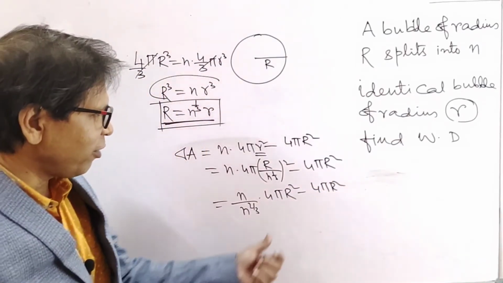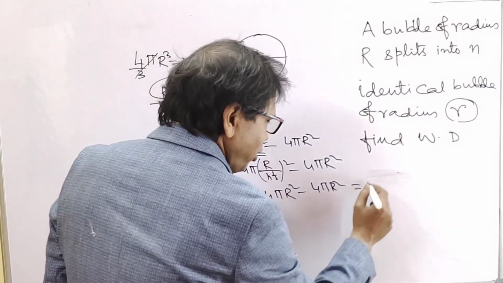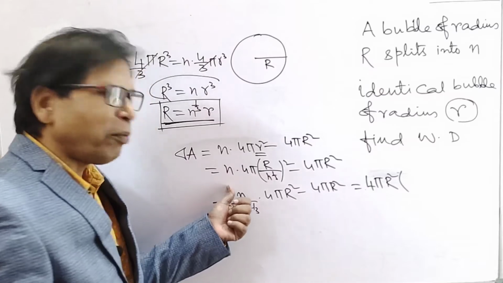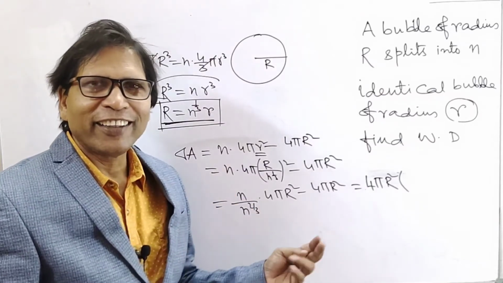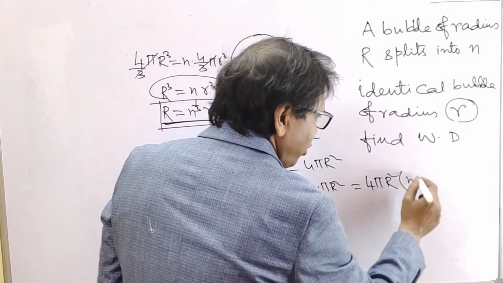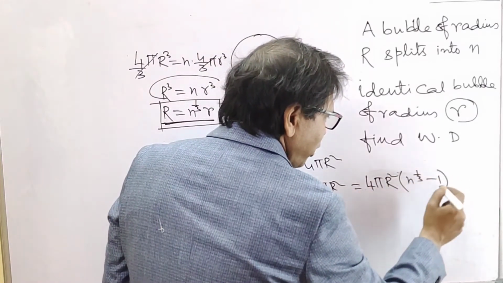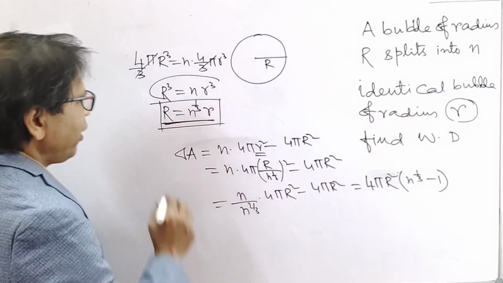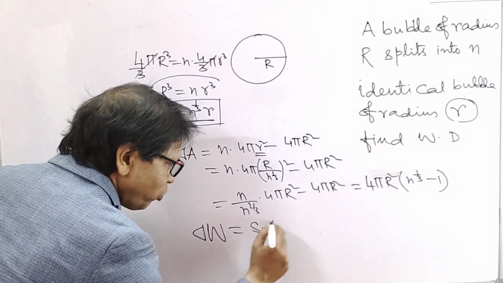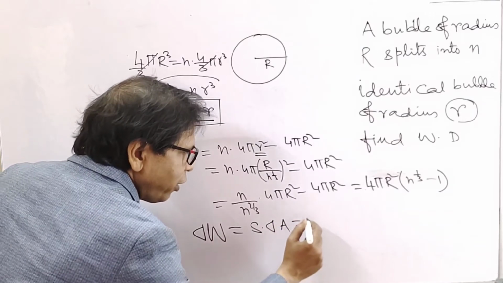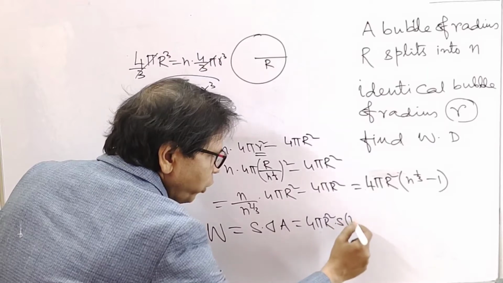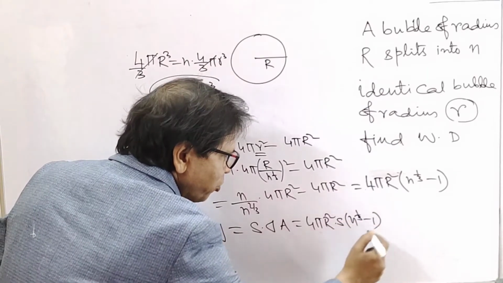Okay, now from this equation you can write 4 pi R square, and n by n to the power 2/3 is n to the power 1/3. So this is n to the power 1/3 minus 1. Okay, so the work done delta W is S into delta A. So work done is 4 pi R square into S into n to the power 1/3 minus 1.